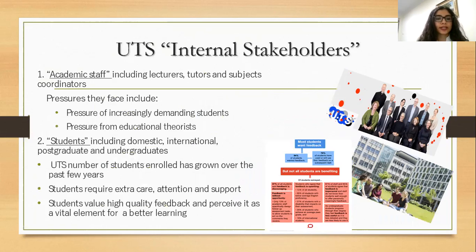UTS domestic and international students, both undergraduates and postgraduates, must be placed in the highest quadrant of interest of the stakeholders mapping because they are the primary audience of excellent student experience. The number of students enrolled at UTS has considerably increased, lastly recorded at 44,887 students in 2017. Students are highly impacted by the quality of feedback provided to them at university and view it as an essential way of learning.